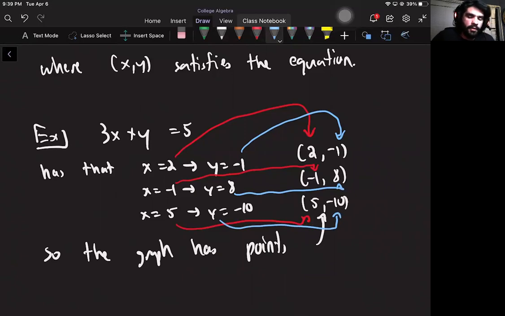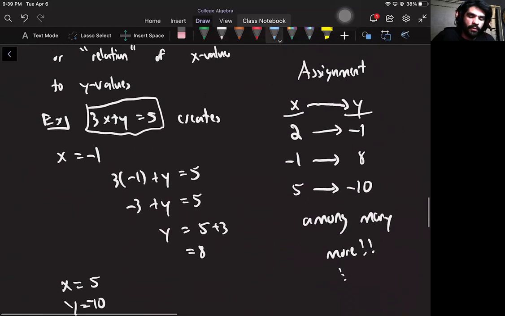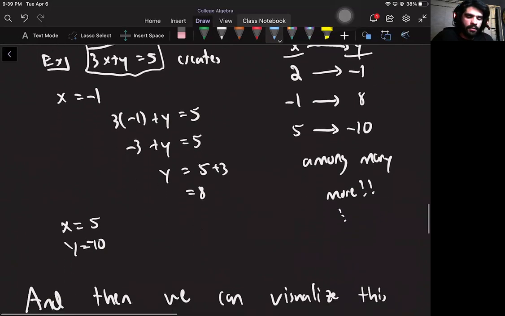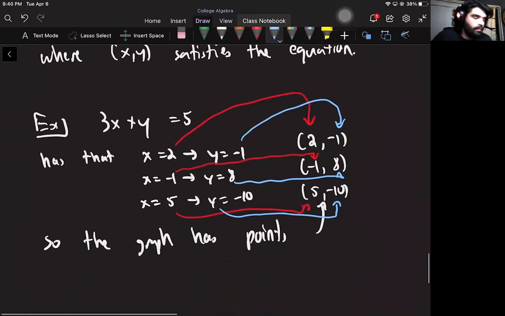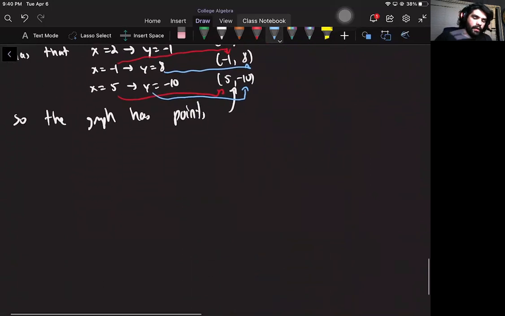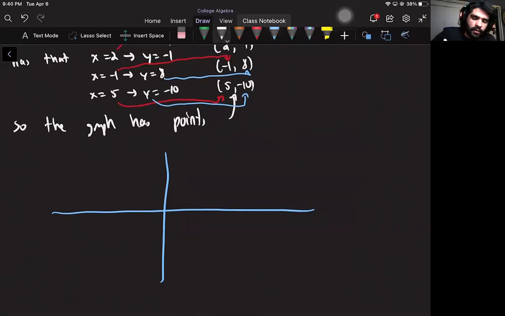That doesn't mean that these are all the points because, like I said up here, these are not all the relationships that are created by the assignment. 2 is related to -1, -1 is related to 8, 5 is related to -10. There's so many more, but these are 3 of them. So we can graph these 3 points on the xy plane. And oftentimes this helps us visualize how the graph might look. Okay, so remember that the horizontal axis is the x-axis and the vertical axis is the y-axis. That's why it's called the xy plane.